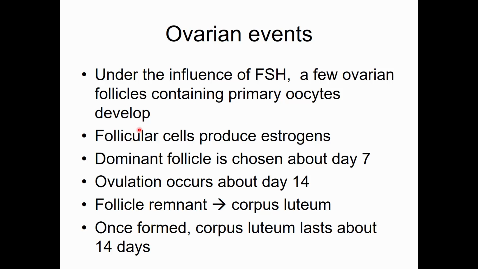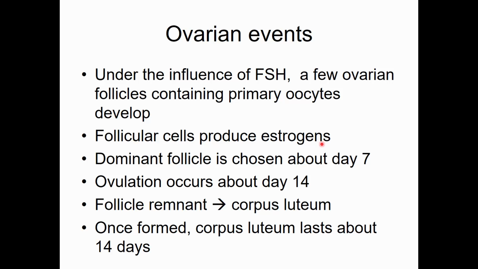The follicular cells surrounding the oocyte start to produce estrogens. And essentially, as those cells produce more estrogen, they're encouraged to produce even more estrogen. So it's as if there's a little positive feedback mechanism going on right in the follicle. As estrogens increase, follicle stimulating hormone is inhibited by negative feedback. Now, if we assume this woman is having a 28-day cycle, about day 7, one of the follicles stands out as the dominant follicle, and that's the follicle that's going to be ovulated.